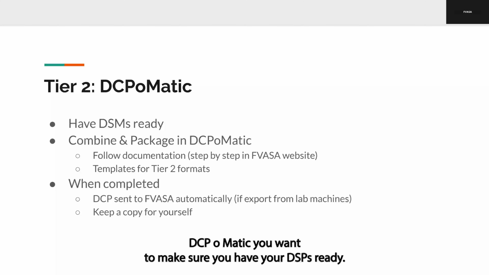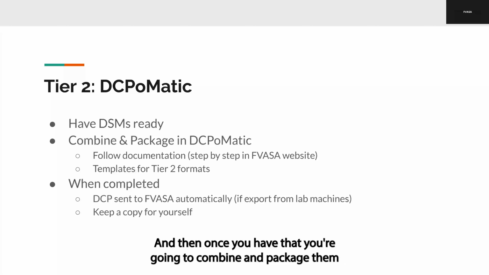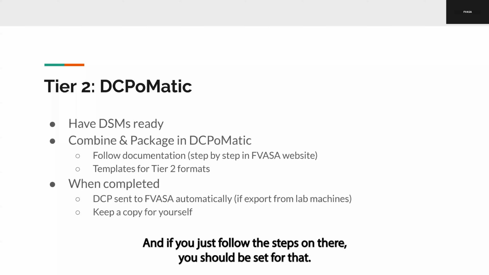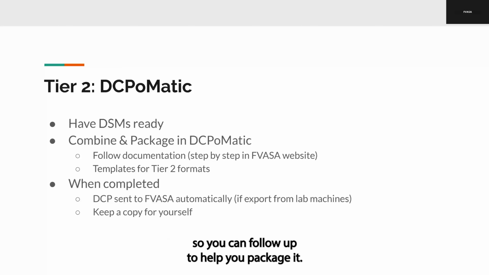So for DCP-O-Matic, you want to make sure you have your DSMs ready. And then once you have that, you're going to combine and package them within DCP-O-Matic. There's a specific way of doing it on the FVASA website, and if you just follow the steps on there, you should be set for that. And there are a few templates for Tier 2 formats that you can follow to help you package it.